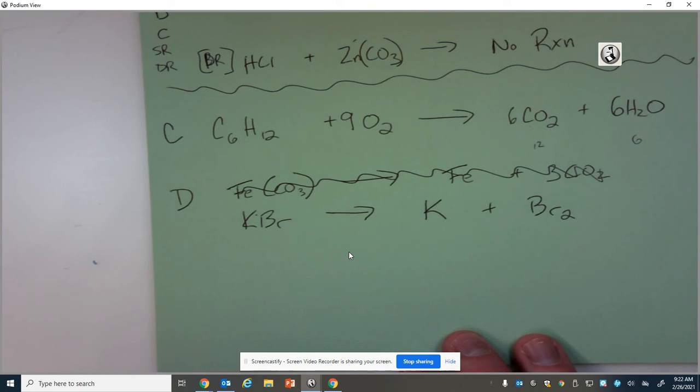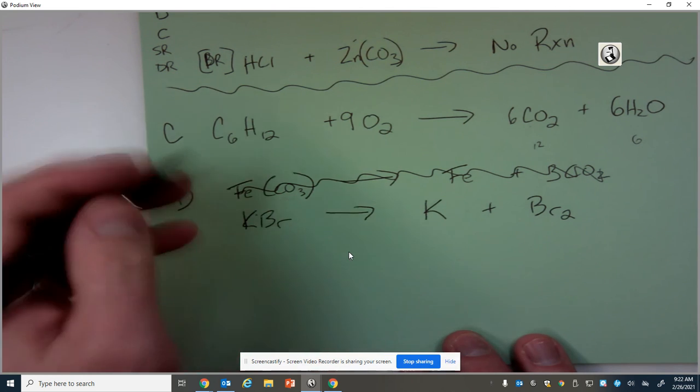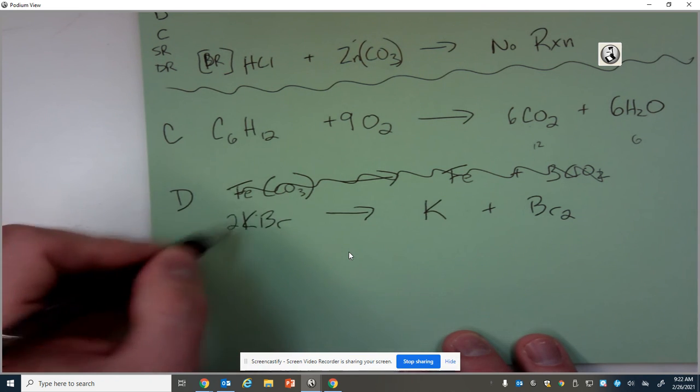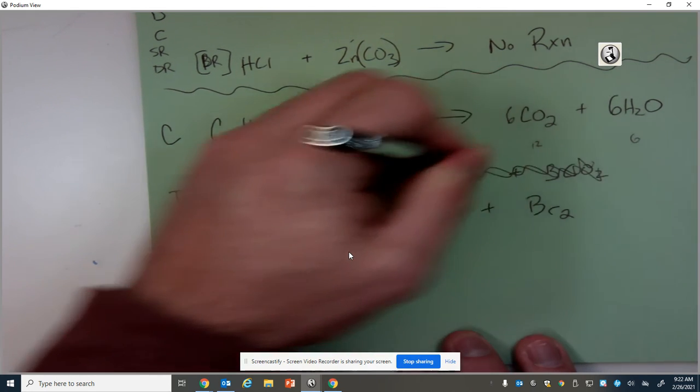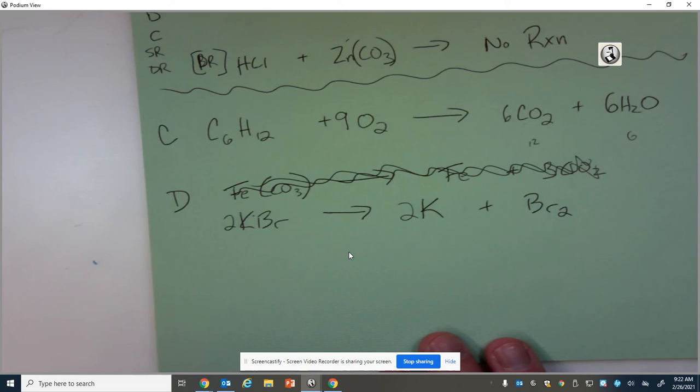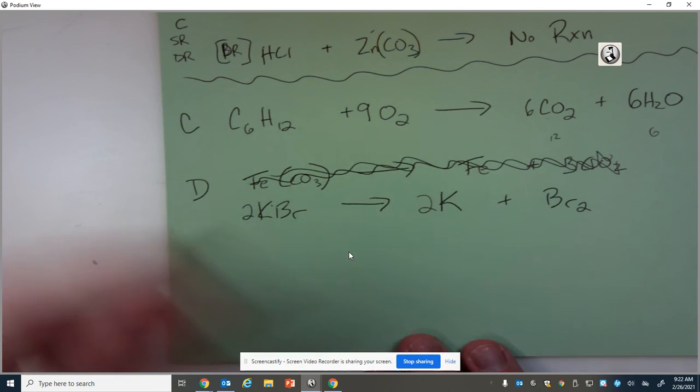Okay, now we have to balance it. So 2 bromines, 1 bromine, so we've got to put a 2 here. We now change the potassium, so we put a 2 there. So that's our decomposition reaction. Sorry about that first one. I tried to do it off the top of my head, and I picked a bad one.